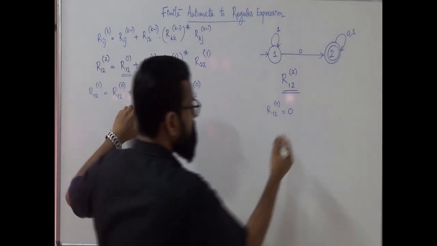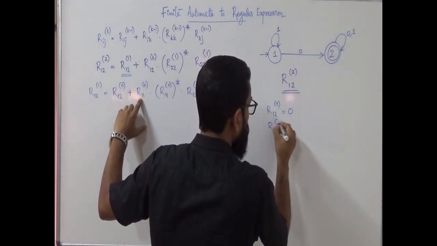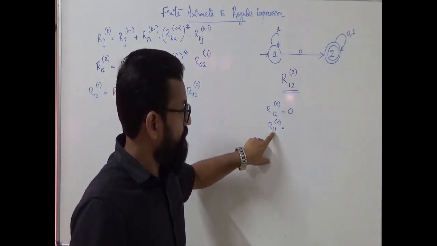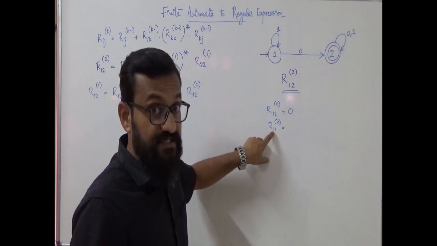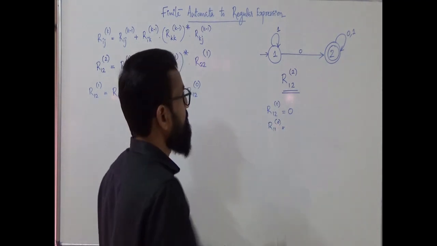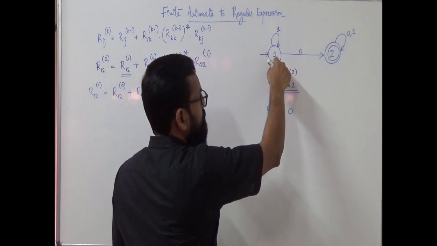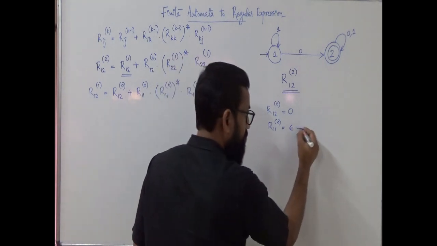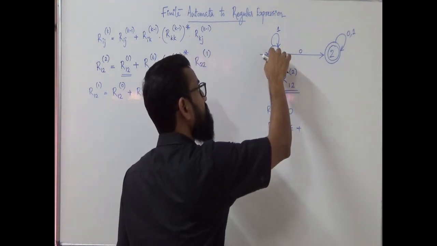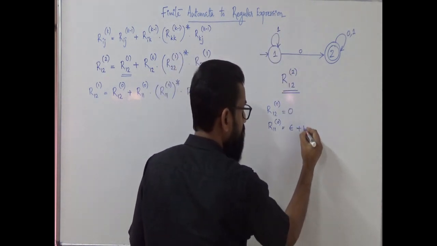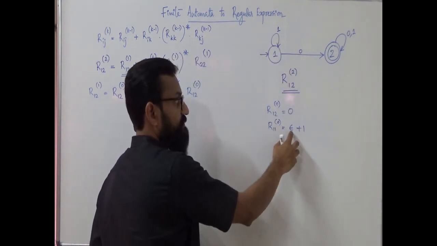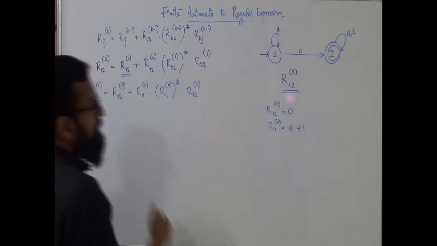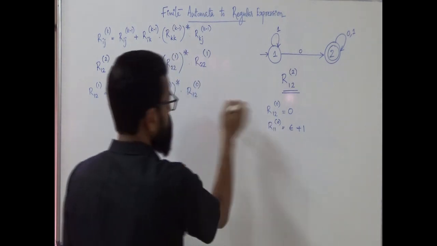Now what is R11 of 0? That is the regular expression from state 1 to 1 without any intermediate state. From state 1, it can remain in the same state by consuming epsilon, or without any intermediate state, it can consume 1 and reach back to 1. So the regular expression R11 of 0 will be equal to epsilon or 1. And R12 of 0 is 0.